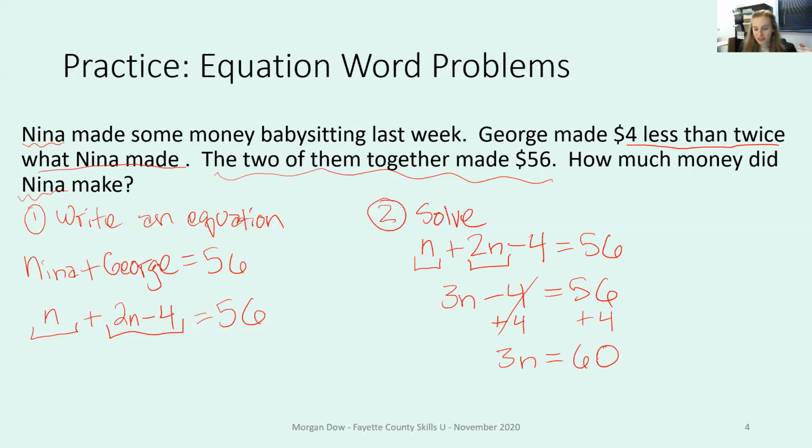$56 plus 4 is 60. And I'm going to cancel out that multiplication by 3 by using division. And so we're left with n equals 60 divided by 3, which is 20. So we want to remember, right, that n stood for what Nina made. That's what n stood for. And so we've just figured out what Nina made.